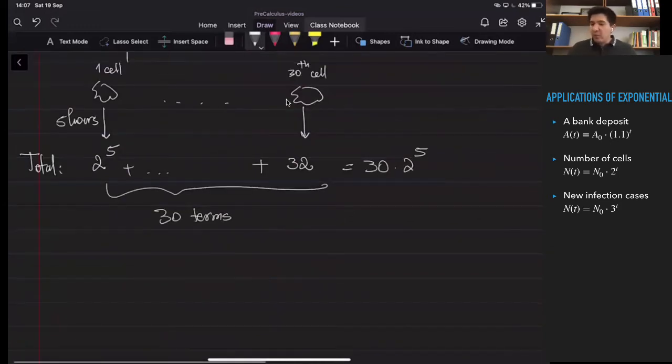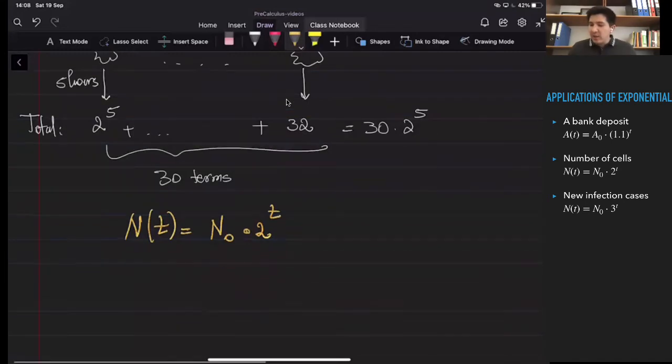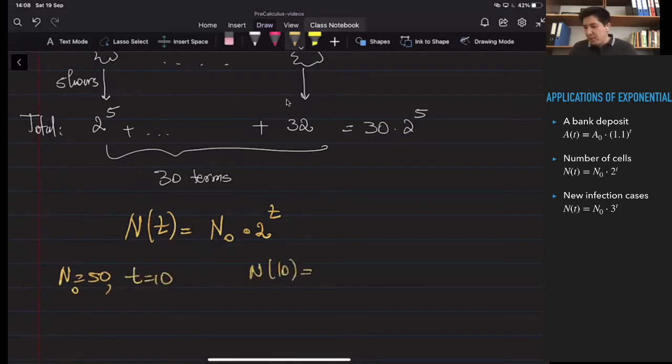So in general, you can write down now the model of degeneration of the cells as the number of the cells after t hours is going to be the number of the initial cells times the t in the power of t. And again, if I say, hey, initially you've got 50 cells, how many cells are you going to have after 10 hours? So the number of this is going to be simply 50 times t in the power of 10. So we need to multiply the number of the initial cells to the power of the t.